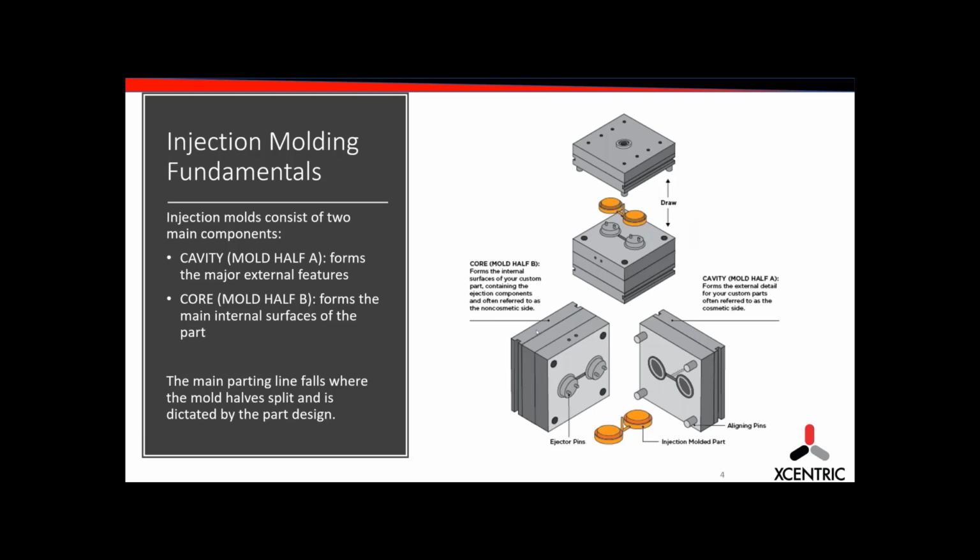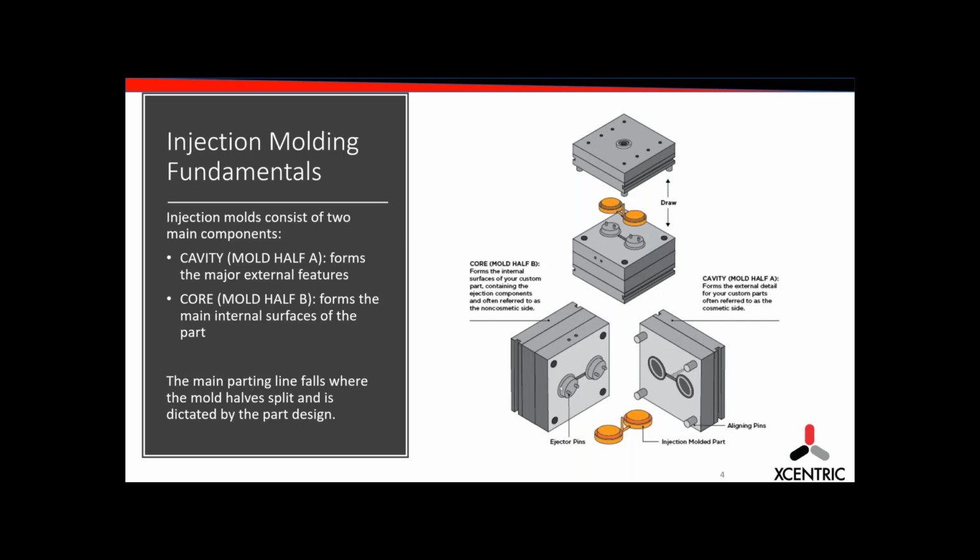First thing we're going to be covering is obviously the parts of an injection mold. If you look at the pictures here on the right, we see that we have a cavity, often called the A side of the tool. It's going to be forming a lot of the cosmetic surfaces of your part, as well as having your texturing.